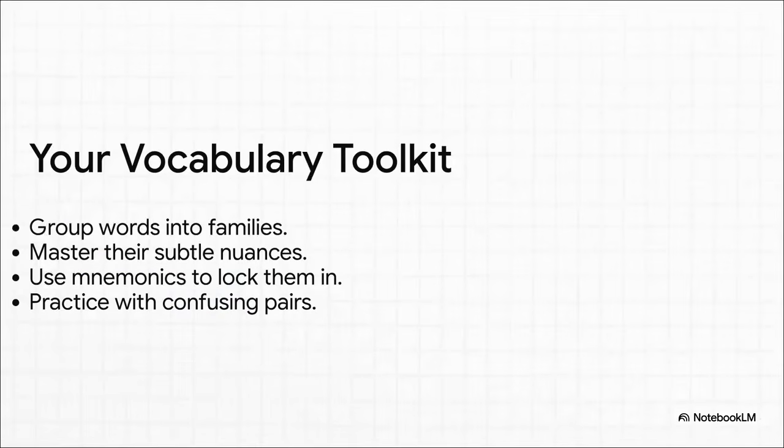So let's wrap this all up. What's your new vocabulary toolkit? First, group words into families. Don't learn them alone. Second, focus on the nuances. That's where you're going to win or lose points on the exam. Third, use those mnemonics we talked about to lock them in your brain. And finally, don't run from confusing pairs. Tackle them head on. If you do this, you can master any word list they throw at you.